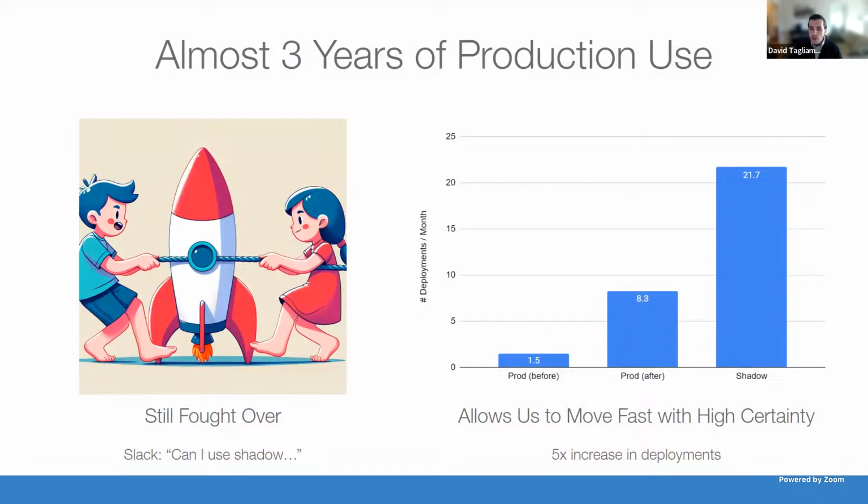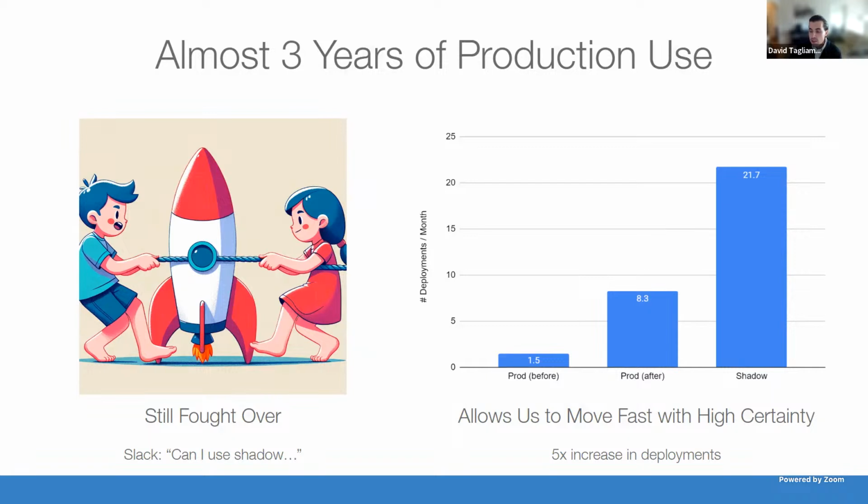This is for one of our more critical services. You can use shadow stacks on multiple services, and we do that as well. But for one of our more critical ones, we used to deploy only 1 to 2 times per month. That was roughly our cadence. We now deploy more than 8 times per month. So this is a 5x increase in our velocity to get changes into production. And we've made a tremendous amount of improvements during that time because of this added velocity.